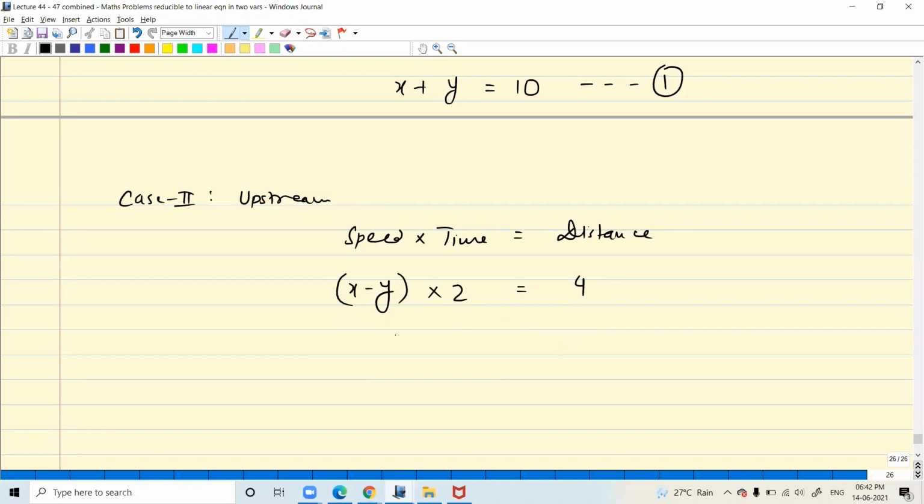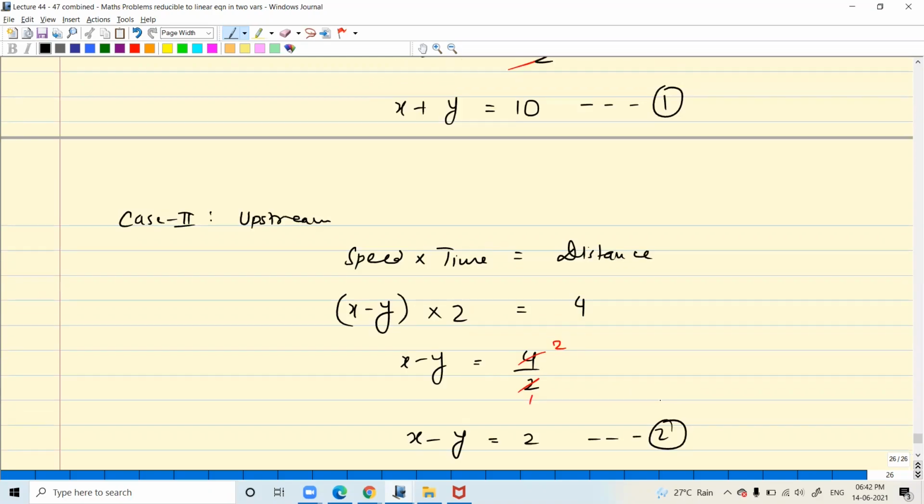In the same way, transpose 2 down over here. So x minus y is equal to 4 by 2. Cancel 2 and 4, and you are left with another equation, x minus y is equal to 2. So now this should be very easy for you to solve. x plus y is equal to 10 and x minus y is equal to 2. Can you do this in your mind and tell me the x value? x will be 6, sir.